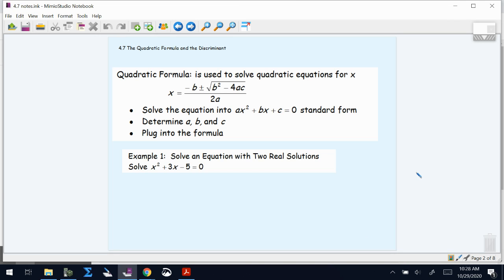Our next section is section 4.7, and it is going to focus on the quadratic formula, which you should already have a decent amount of experience with from Algebra 1. So I'm hoping that most of what I'm talking to you about with this will be a review. So the quadratic formula I do have listed.